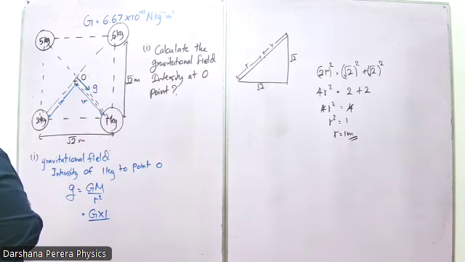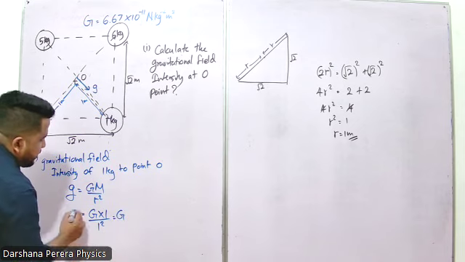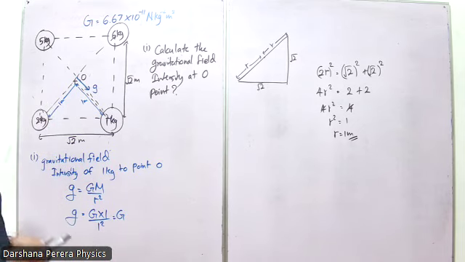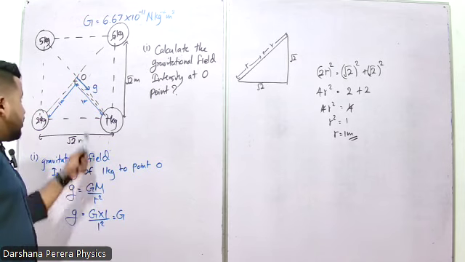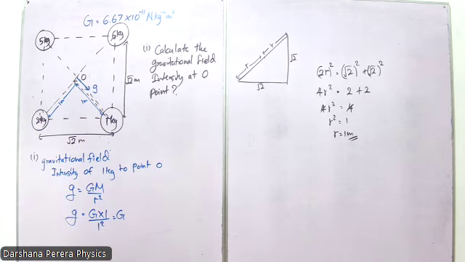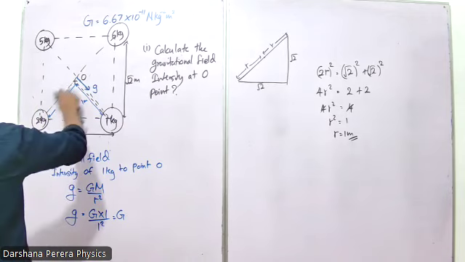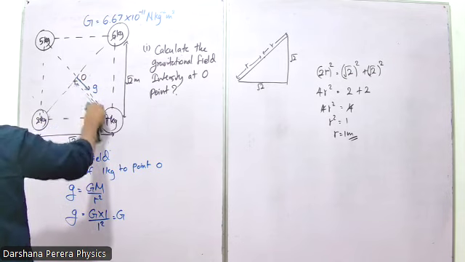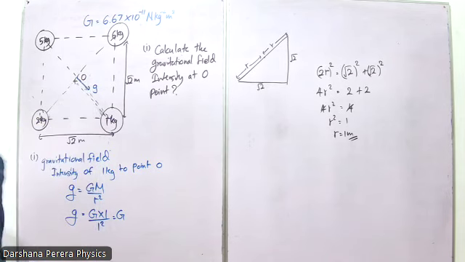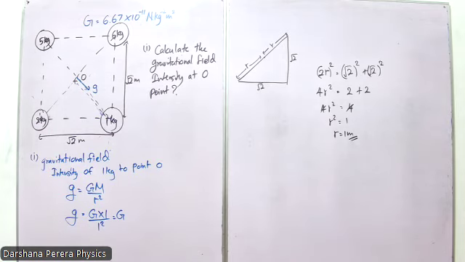So it is very easy. Then what is R square? 1 square. So the answer is G. The gravitational field intensity produced by the 1 kilogram at the point O equals G, where G is 6.67 into 10 to the power minus 11. Correct? Then I mark all the gravitational field intensities. So how can I mark them?